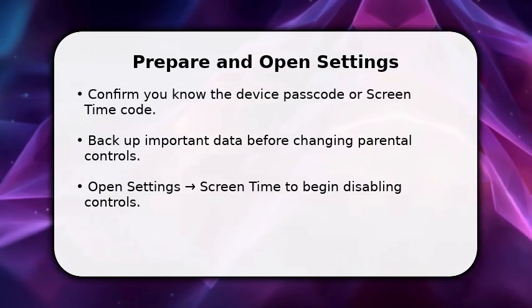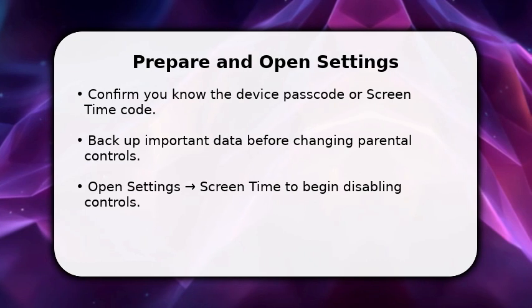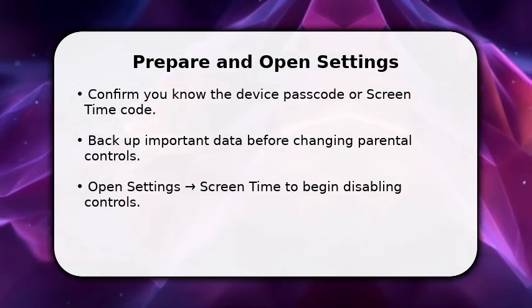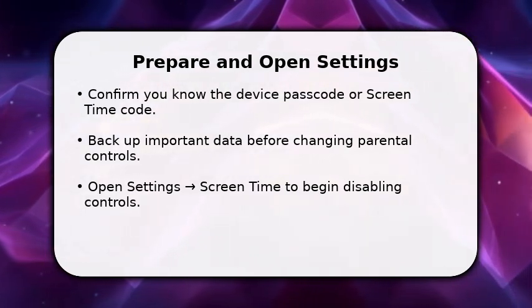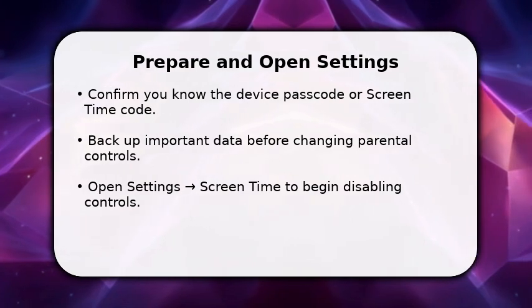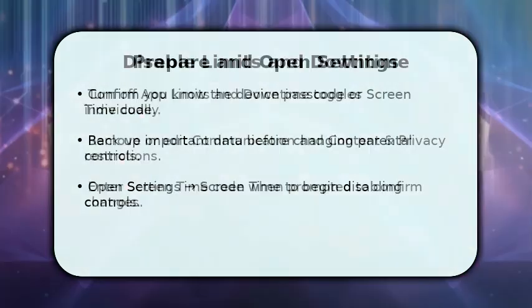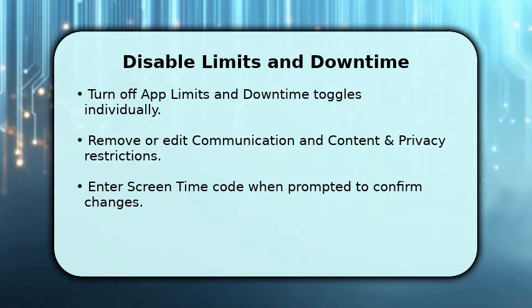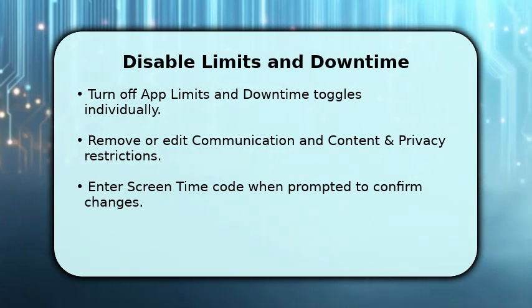You do this because altering limits affects apps, downtime, and content restrictions, so you'll be changing multiple linked settings, not just one switch. Next, you turn off the concrete limits. Tap App Limits and toggle off any active limits, then do the same for downtime.